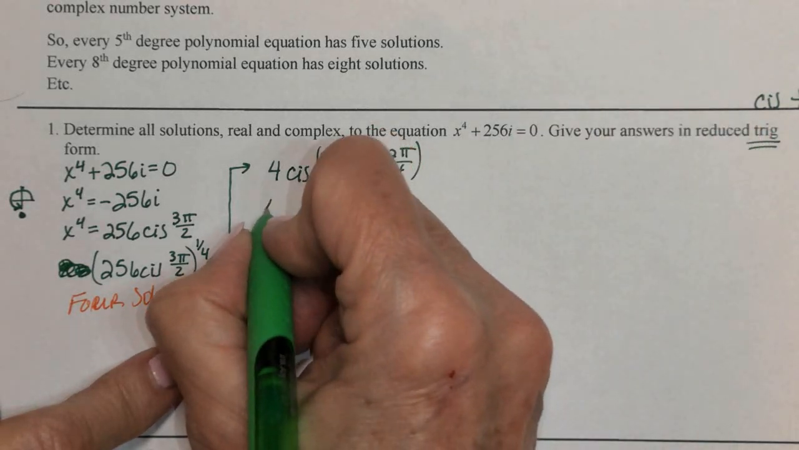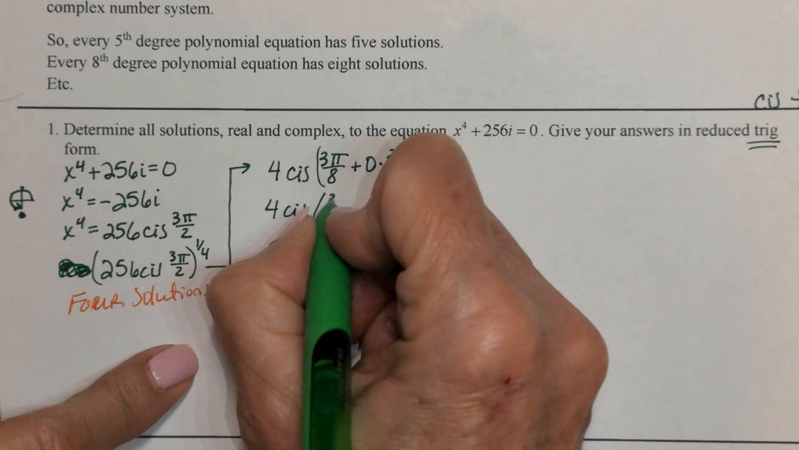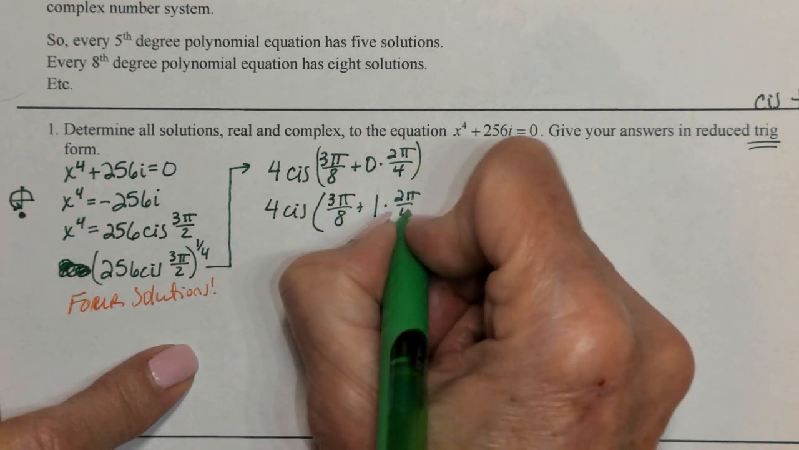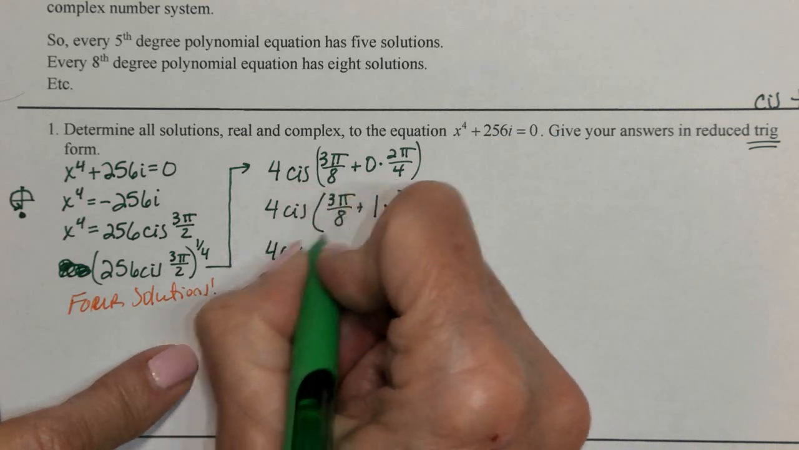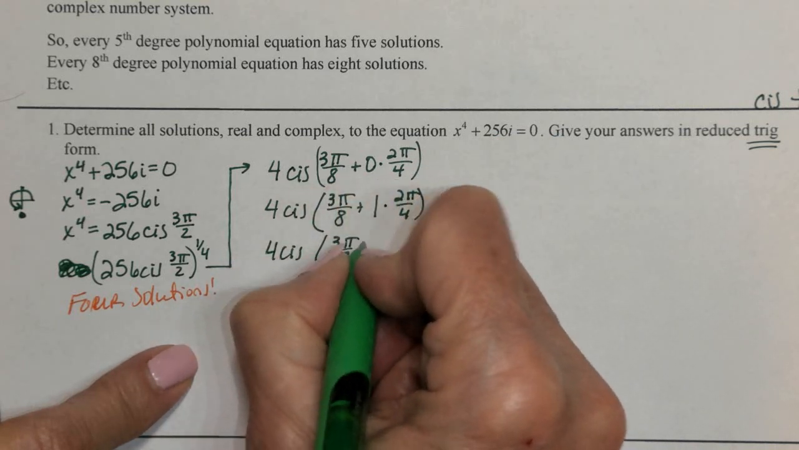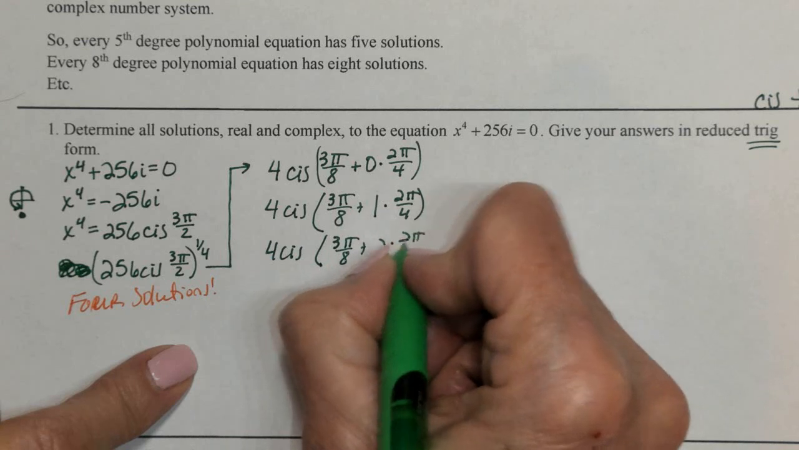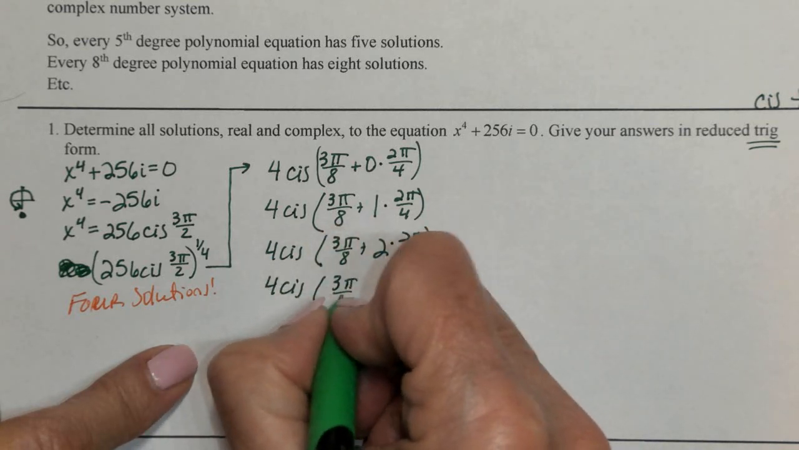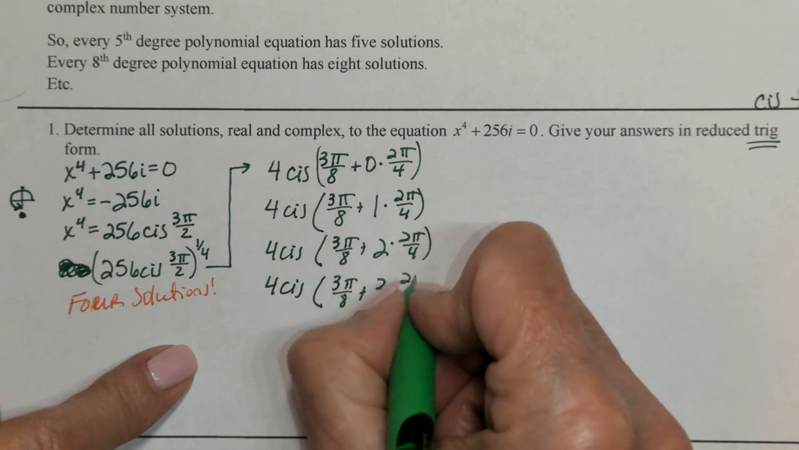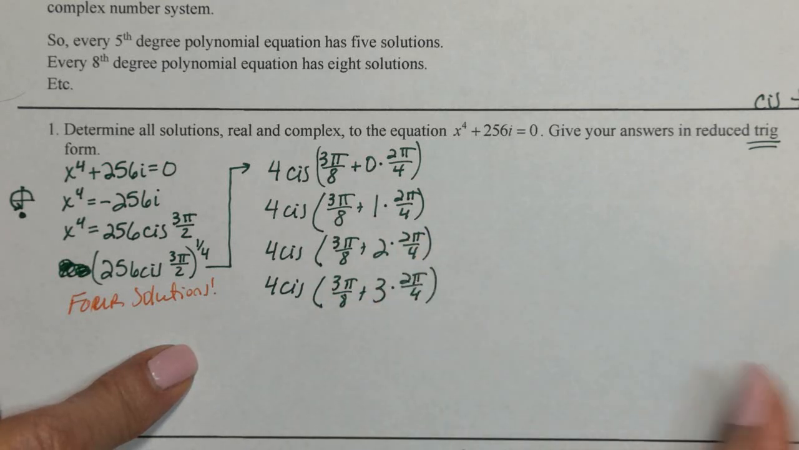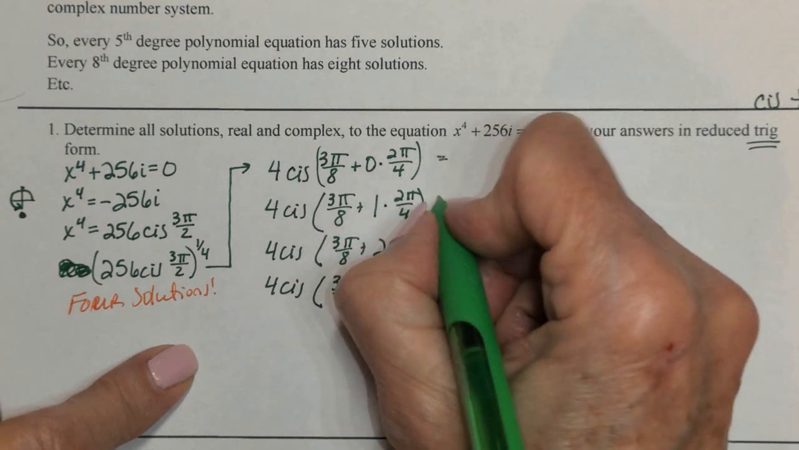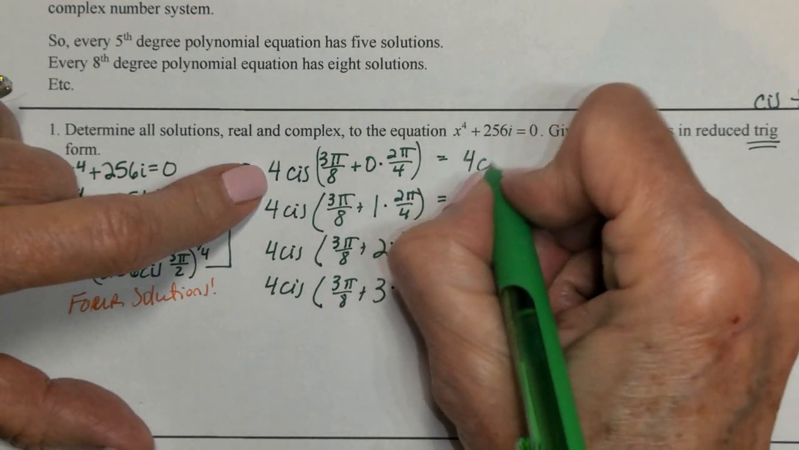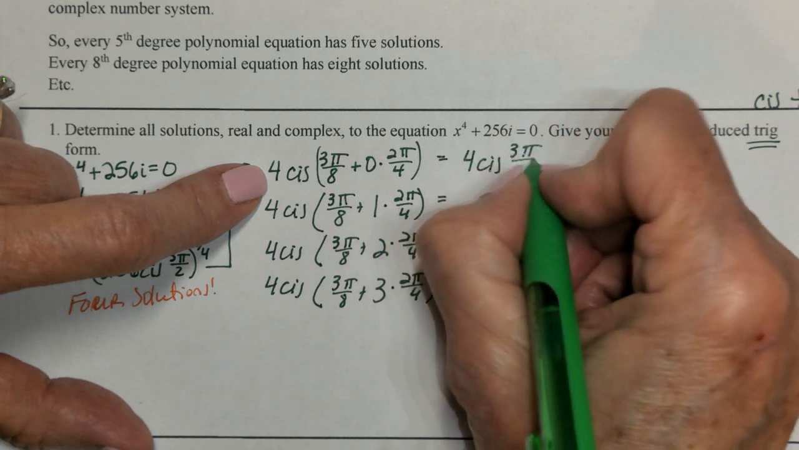4 cis 3 pi over 8 plus 1 times 2 pi over 4. 4 cis 3 pi over 8 plus 2 times 2 pi over 4. 4 cis 3 pi over 8 plus 3 times 2 pi over 4. That will give us the 4 solutions. Now all we need to do is reduce those arguments. So we have 4 cis 3 pi over 8, our first answer.